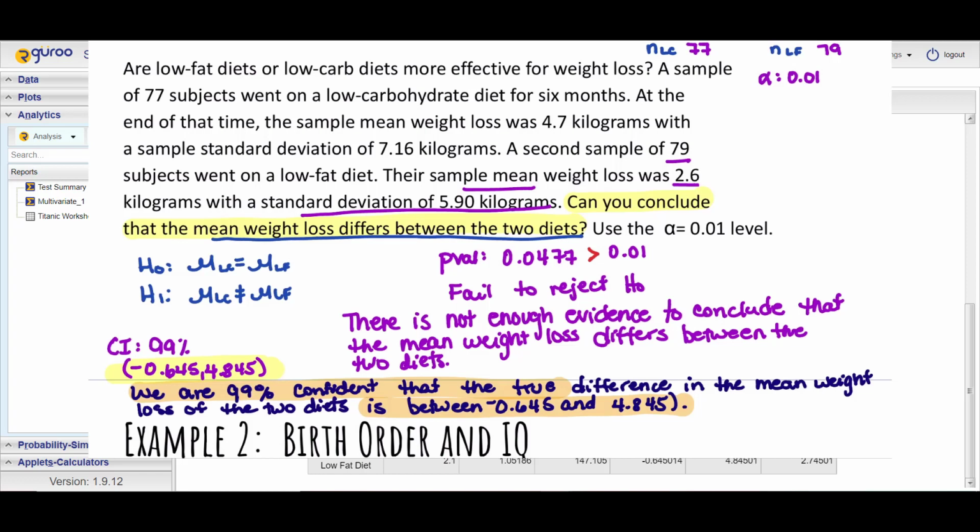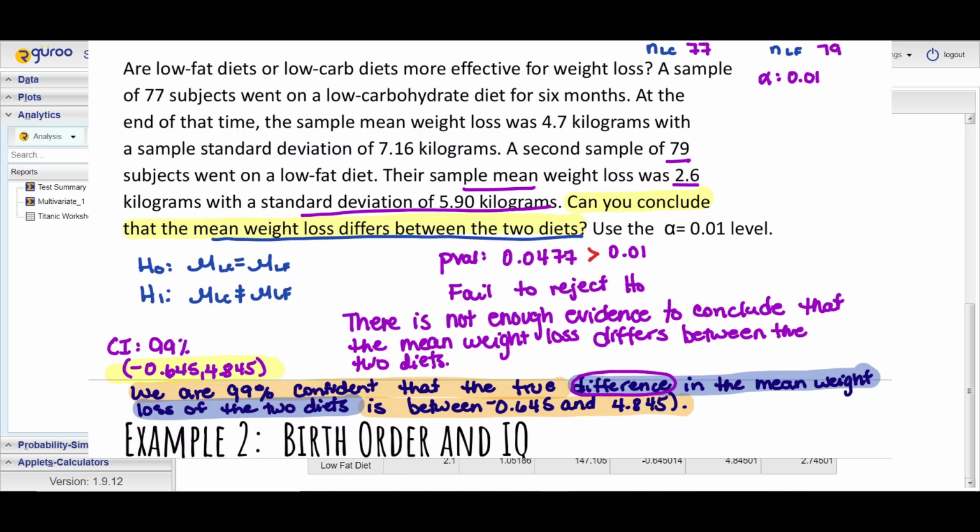This is the part that's different. You want to make sure that you are showing that you're estimating the difference in the means or the difference in proportions. And of course, writing that in context. So the means of what? But you are estimating the difference in the means, or the difference in the proportions. That's what you're estimating.